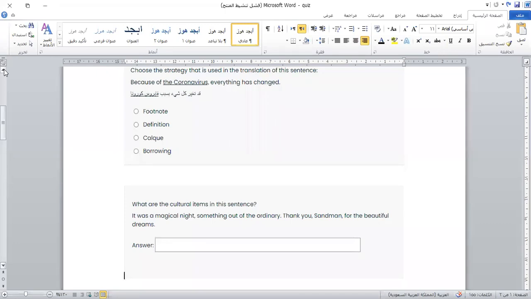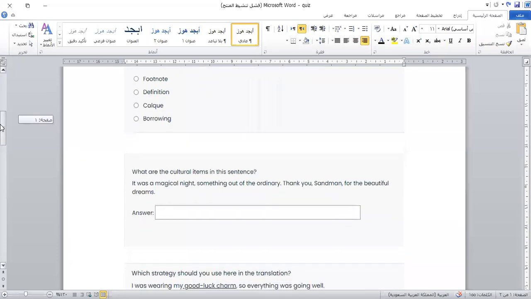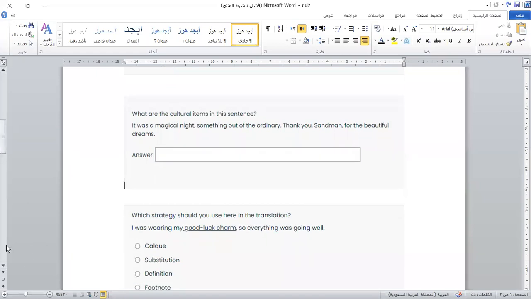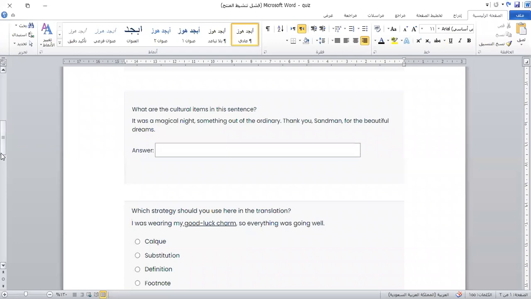Yes, I want to say that coronavirus was available before the scientists discovered it. It's a type of viruses, yes.